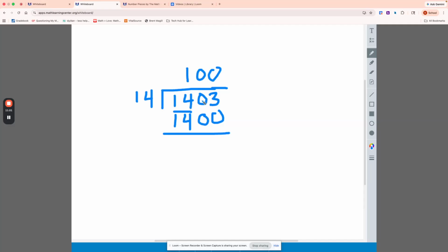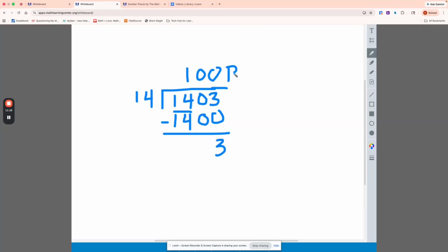So 1,403 subtract 1,400 works well, and you're left with 3. Now it's just 3 ones. Can you divide 3 ones by 14? No, you can't. So this is called our remainder. Okay, so then we end up with 100, and I don't have to write it off to the side or anything.